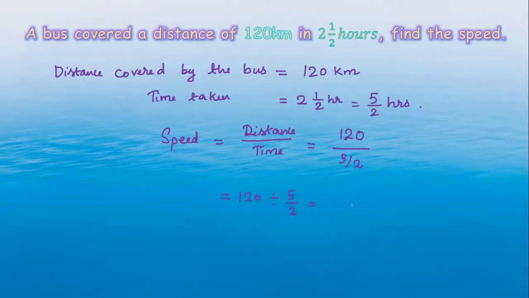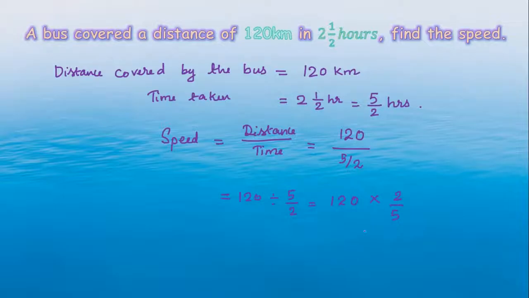So, we are dividing by a fraction. How to divide by a fraction? Correct. Write the first number, the dividend, like this. Then change division sign into multiplication sign. Then write the reciprocal of the fraction. What is the reciprocal of the fraction 5 by 2? It is 2 by 5.